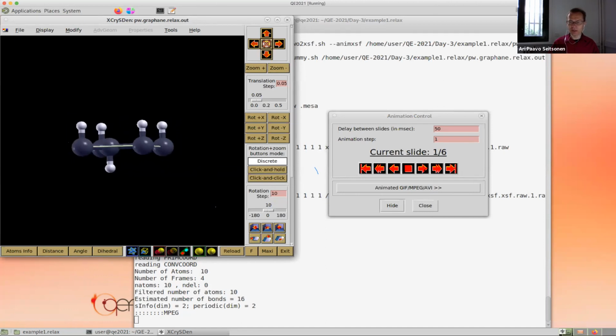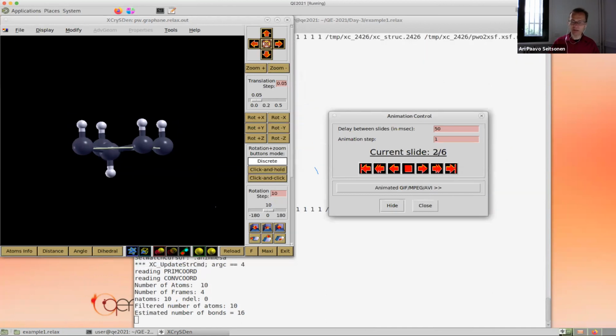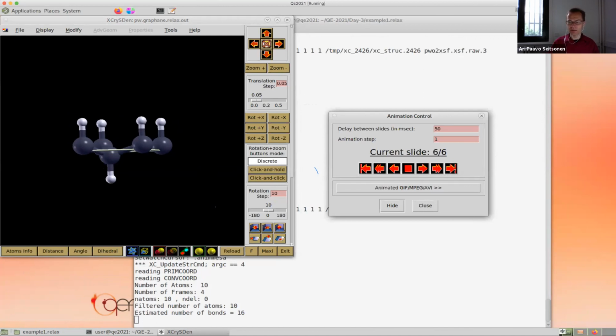If you click on the single arrow to the right, it says next image. So this was the initial geometry, 1 out of 6 geometries. If you click the next one, or the arrow to the right, so next image, you get the second one, third one, and so on. And with this rightmost button, you come directly to the last slide, which is 6 out of 6. So this is the 6th geometry, and this is actually the optimized geometry.